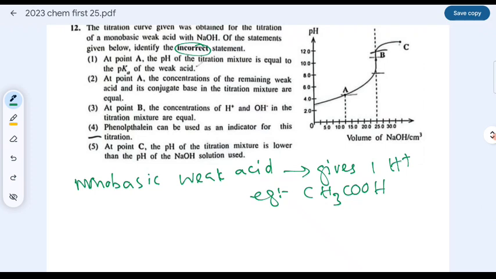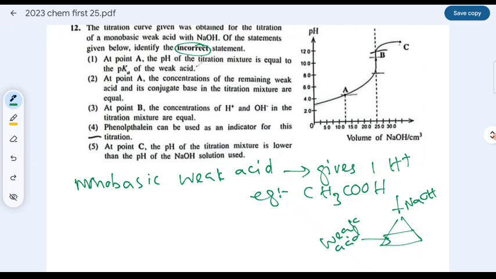Now here we are titrating the weak acid with sodium hydroxide. And this is the titration curve given. Right? Now they are asking us to find the incorrect statement. At point A, the pH of the titration mixture is equal to the pKa of the weak acid.